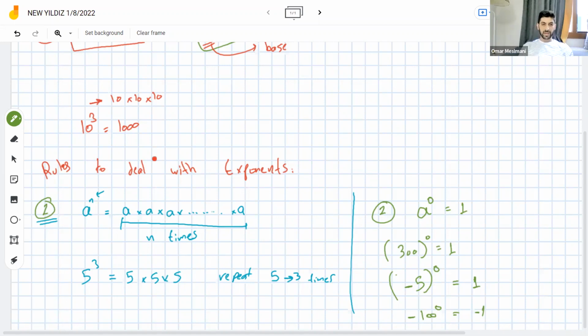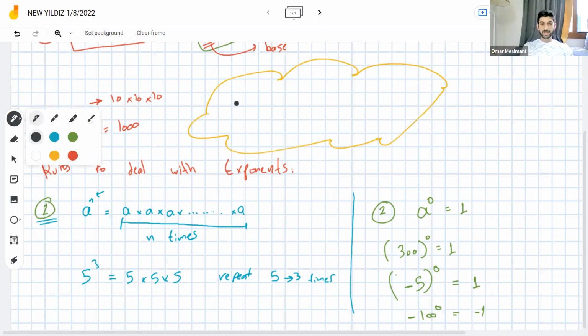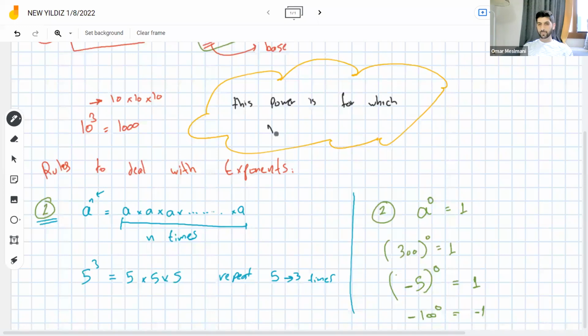Look, this is a so important note: if you have an exponent, you ask yourself this question. What is the question you have to ask yourself? That this power is for which base? Look, for example, this power is for which base? It is for A. This power is for 300. This power is for the whole of -5. But this power is for which base? It is for the 100 only, okay? I'm not taking the negative with me.